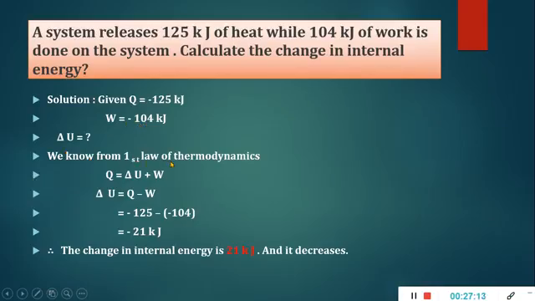So again we'll use the first law of thermodynamics, the same formula. Delta U is Q minus W. We know Q is minus 125, and W is minus of minus. So we are getting minus 21 kilojoule. Again the negative sign indicates that there is a decrease in the internal energy. So the change in internal energy is minus 21 kilojoule, and the negative sign shows that the internal energy decreased.